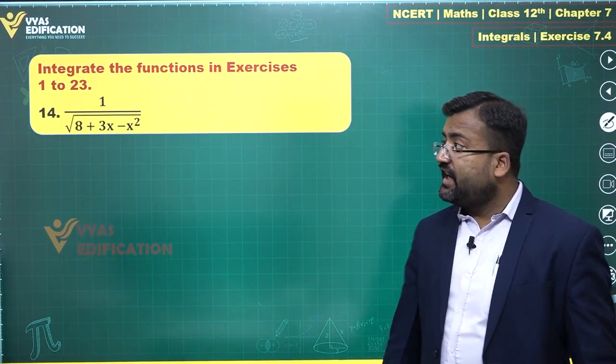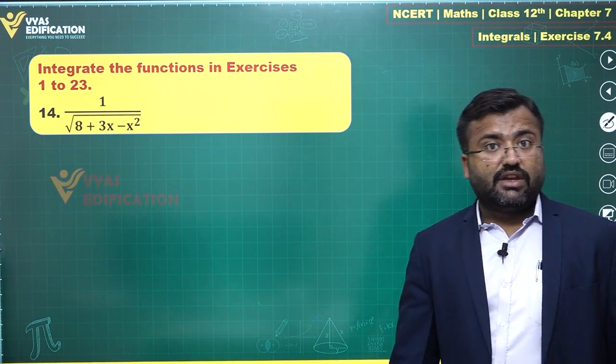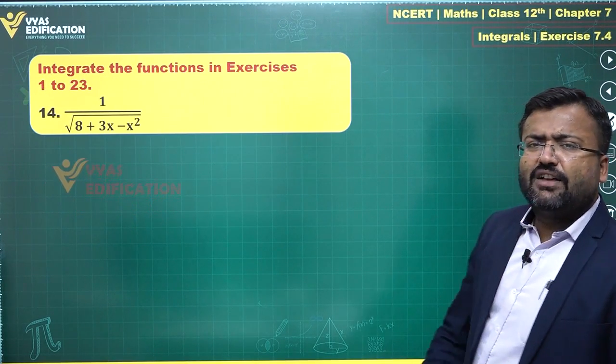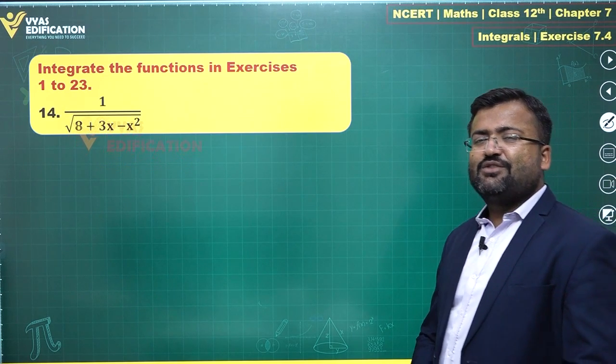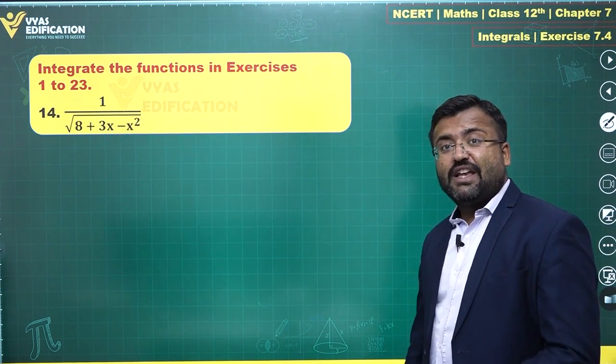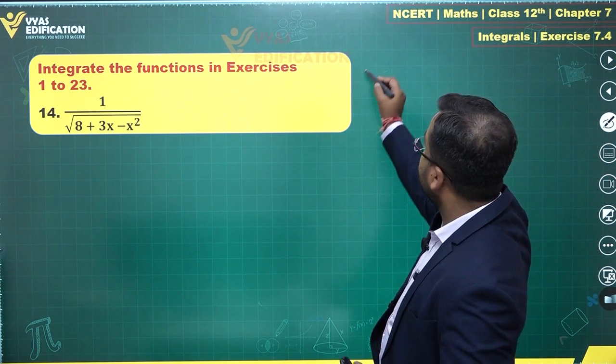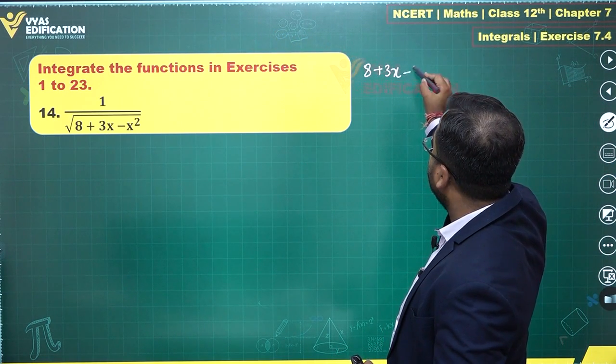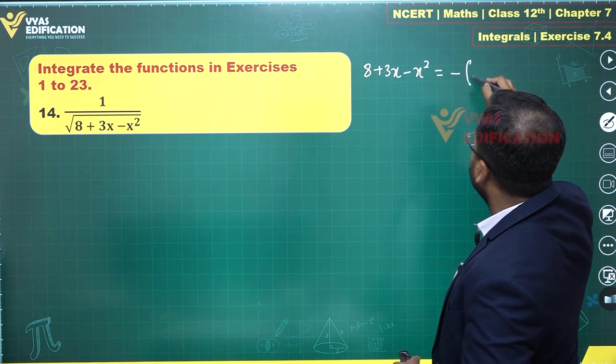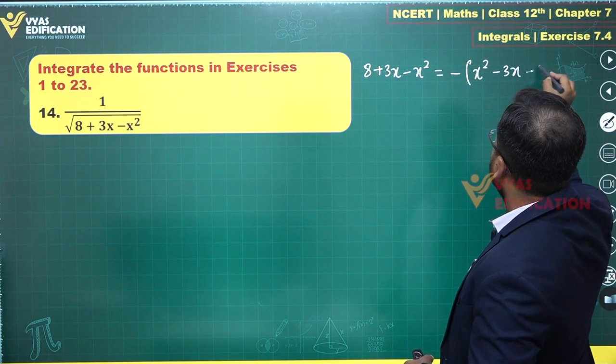The 14th question once again is a 1 upon root quadratic form. Okay. And since the coefficient of x square is negative, this will convert into a square minus x square under the root, right? So, that will go to sine inverse x by a, something which we know. Okay. So, 8 plus 3x minus x square is equal to what? This is minus of x square minus 3x minus 8.